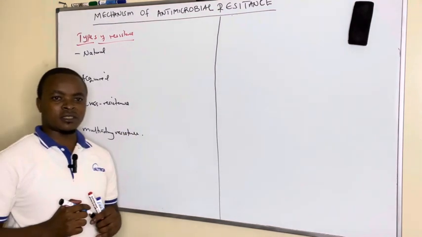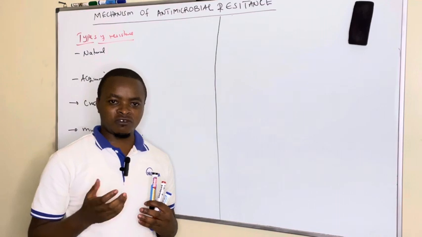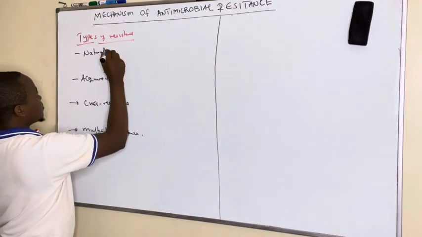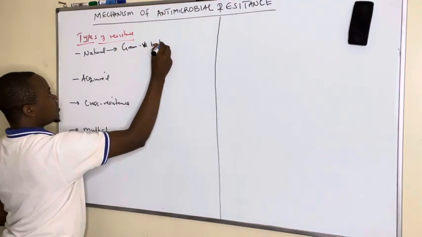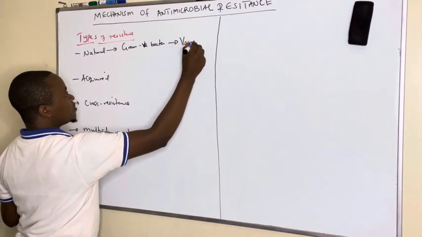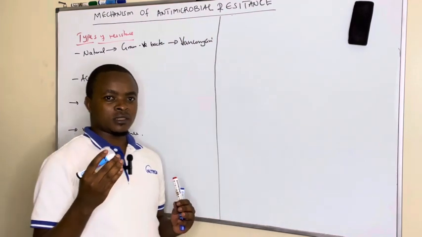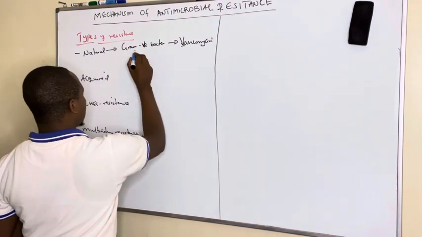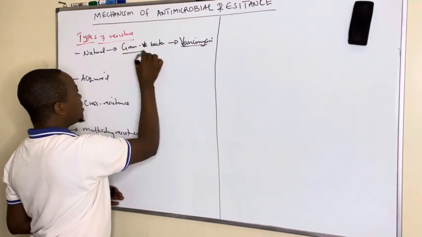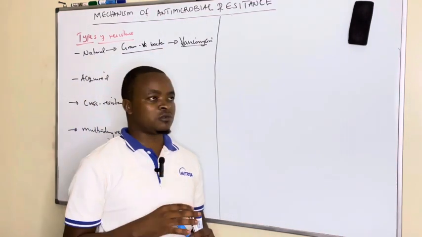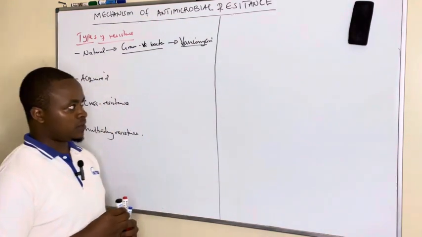And under natural, here we see there are some microorganisms that are naturally resistant to certain drugs due to their target site. For example, gram-negative bacteria are naturally resistant to vancomycin because vancomycin targets only the peptidoglycan layer of the cell wall of the gram-positive. So we see gram-positive like staph and enterococci being susceptible to vancomycin, but gram-negative bacteria are naturally resistant to vancomycin by their nature or by their structure. So structurally they are resistant.